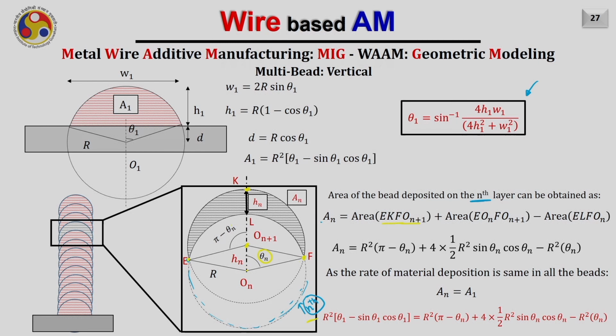Now we can find out this particular angle from the vertical axis to the line joining the center of the above bead and the point of intersection. Okay, this is the center of the next bead deposited, and this angle will be nothing but pi minus theta n. So as this angle is pi minus theta n, I can easily find out now the area corresponding to this much, right? So this area will be equal to r square times the angle pi minus theta n.